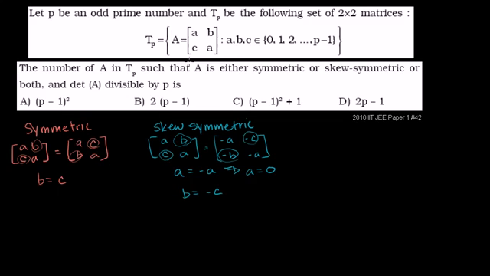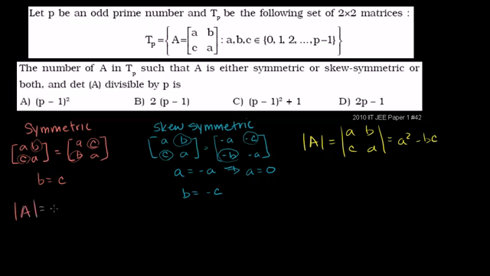We want to find the number of members of the set such that either of these are true, and the determinant of the matrix is divisible by p. And remember, the determinant, let me just write this over here as a reminder. The determinant of a matrix A, [a, b; c, a], is just equal to a times a, or a squared, minus b times c.